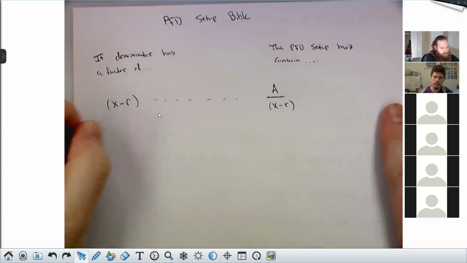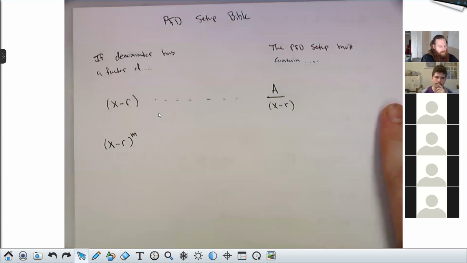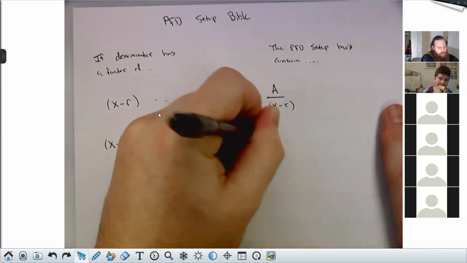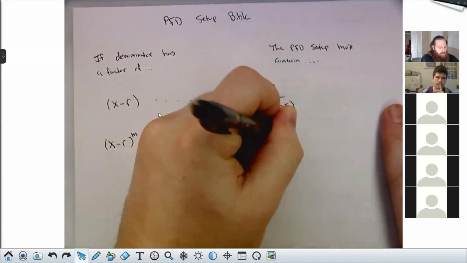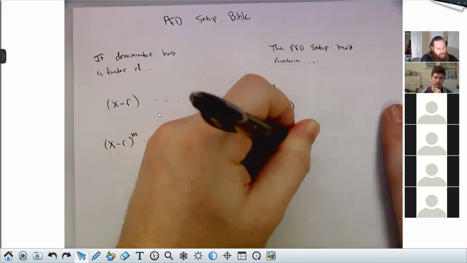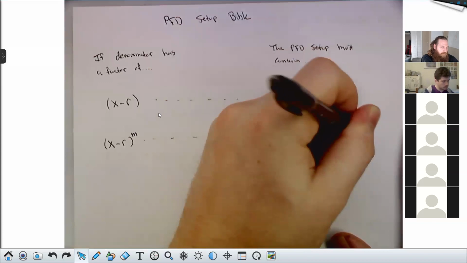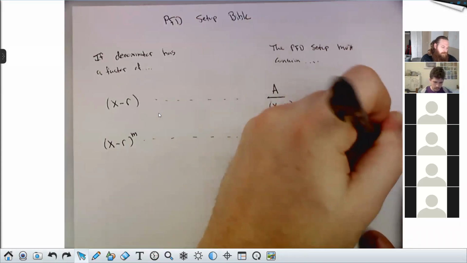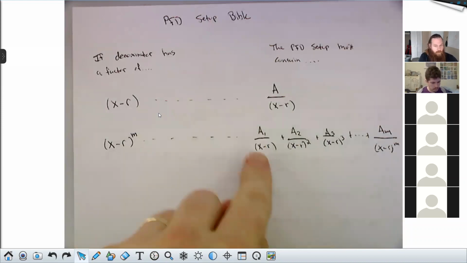If the denominator has a factor of x minus r raised to some multiplicity m, then your PFD setup must contain an escalating sequence of terms that builds up to whatever that multiplicity is. Like we saw in that last one that had an x minus 1 squared, we had to have A over x minus 1 plus B over x minus 1 squared. If that was a cube, we would have had 3 terms and so on.